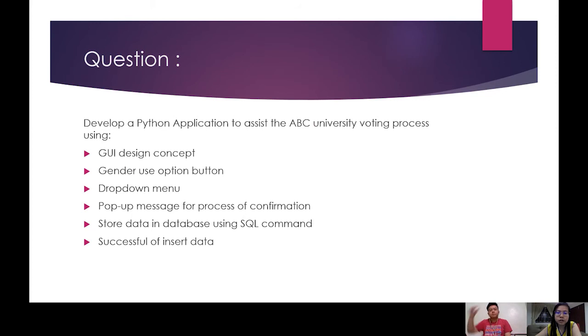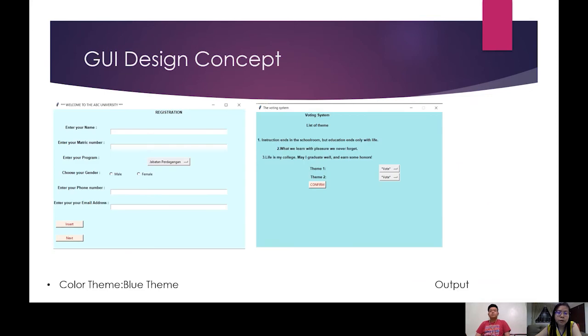Develop a Python application to assist the ABC University voting process using GUI design concept, gender use option button, drop-down menu, pop-up message for process of confirmation, store data in database using SQL command, and also a successor of insert data. So I will explain the part for GUI design concept.